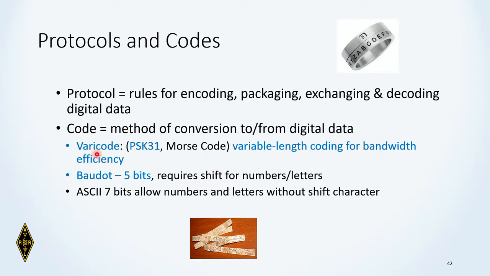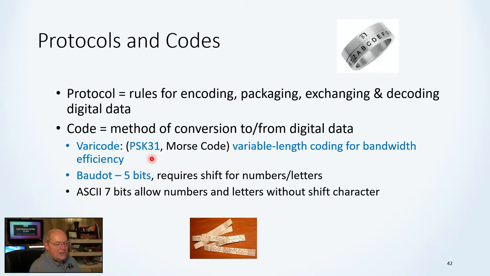Now there's something called varicode. When PSK31 first came out, it was the first really popular amateur mode, and it just took ham radio by storm. There were tons and tons of people using it. It used a concept called varicode, where they were sending different numbers of bits for different kinds of letters, and I'll expand on that in a minute. Variable length coding for bandwidth efficiency. So the letter E, for example, would be a different number of bits than the letter Q.